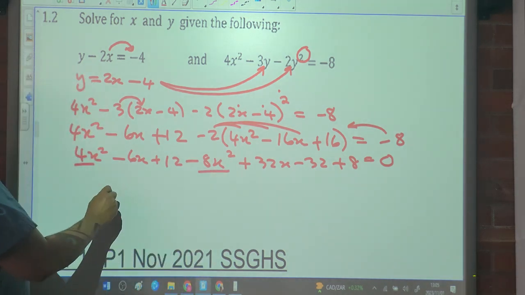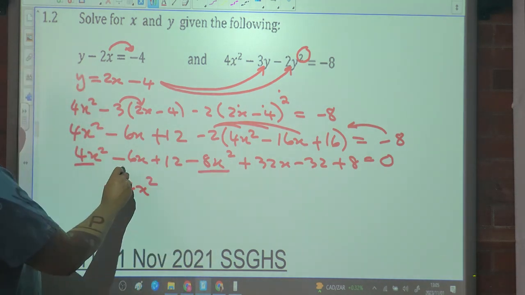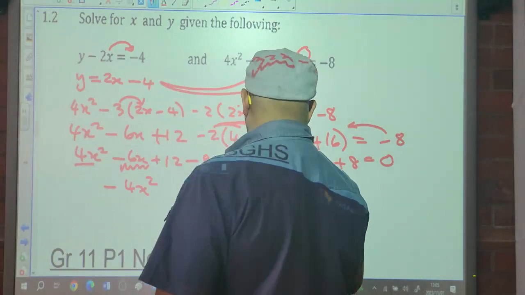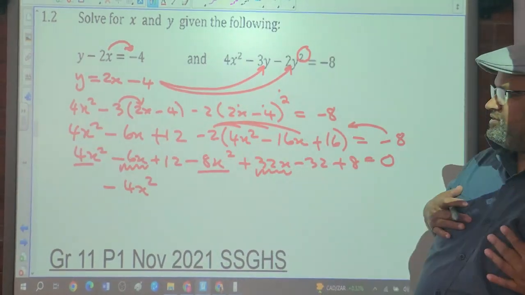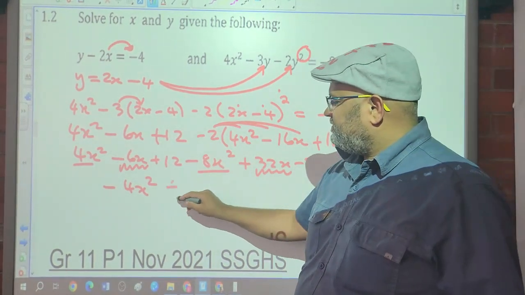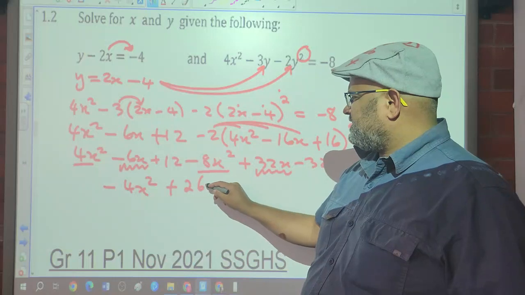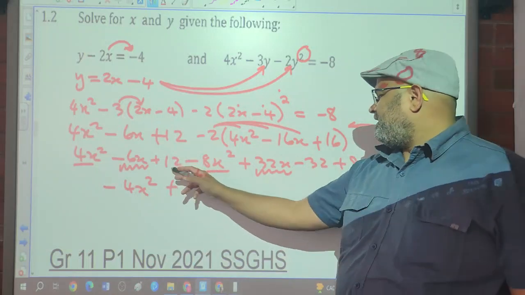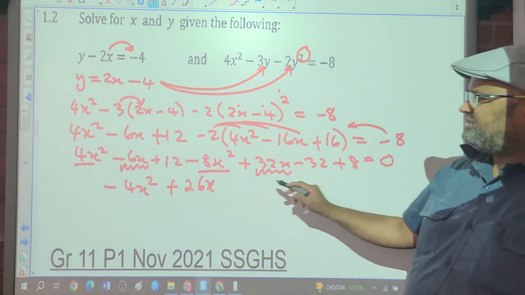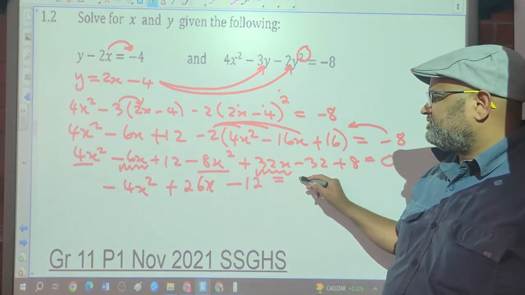Okay. So that's going to be negative 4x squared. Negative 6x plus 32x, so they give you a positive 26x. Then 12 minus 32 is negative 20, plus 8 is negative 12, is equal to 0. Let's check if that's correct.